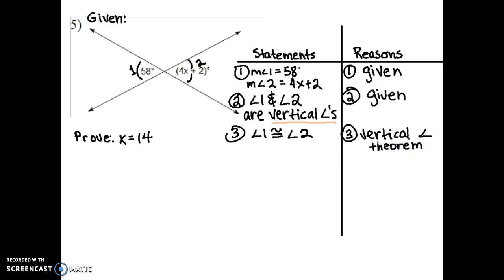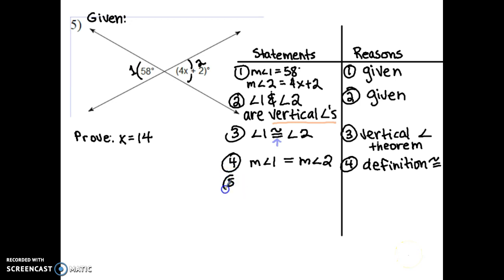Now I have to pay attention to what this symbol means. I know that when angles are congruent, they're equal. So the measure of angle 1 equals the measure of angle 2. That's the definition of congruence. Right? Now I'm almost done.